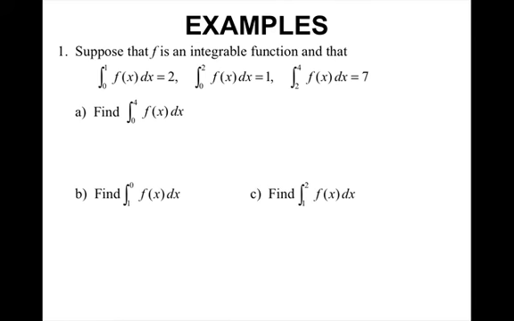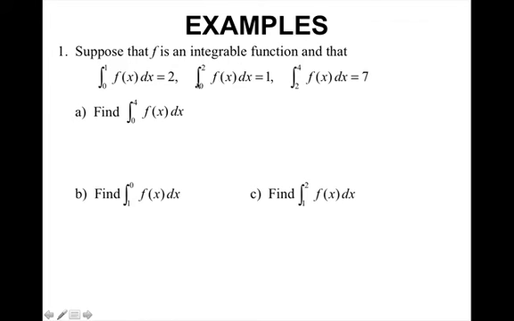All right, let's go ahead and do some examples. So suppose that f is an integrable function and that the integral from 0 to 1 of f of x dx equals 2, the integral from 0 to 2 of f of x dx equals 1, and the integral from 2 to 4 of f of x dx equals 7. So for part A, we want to find the area under f of x from 0 to 4. Notice that I do not have anything that goes directly from 0 to 4, but I do have pieces that will go from 0 to 4.